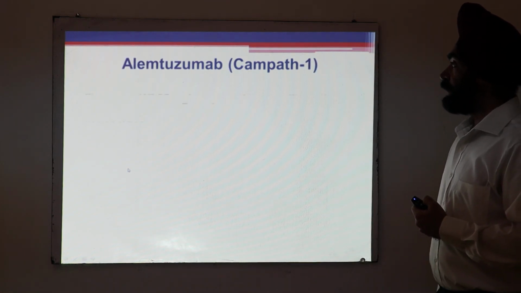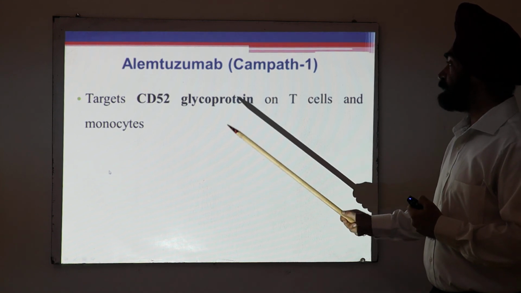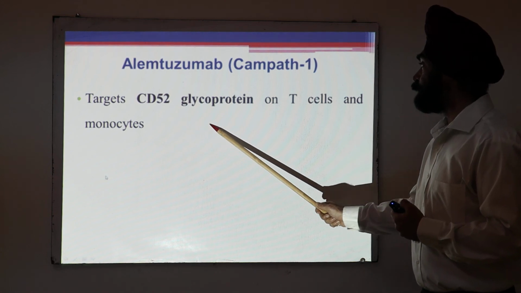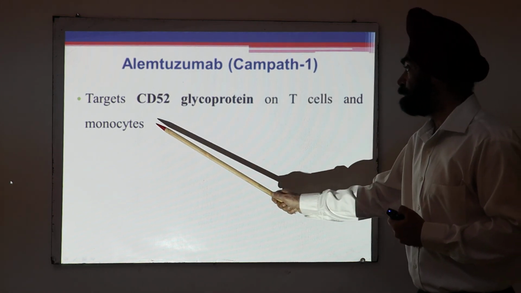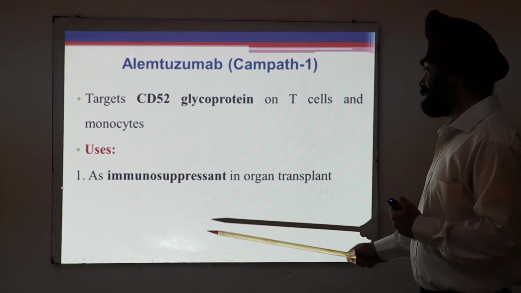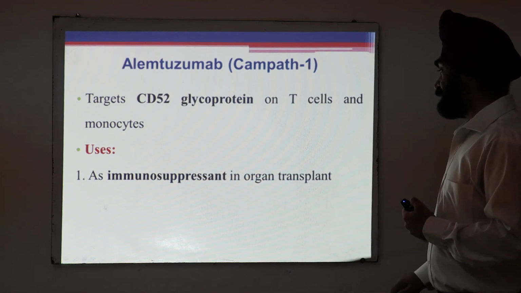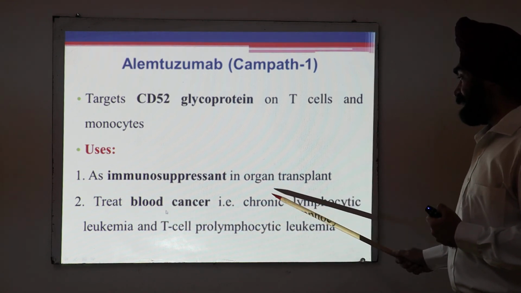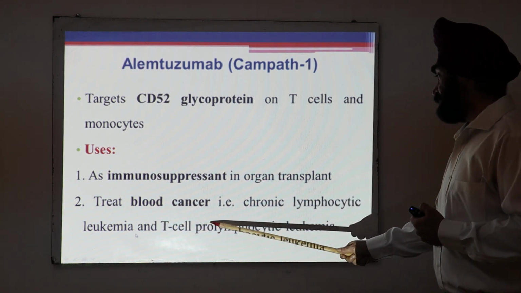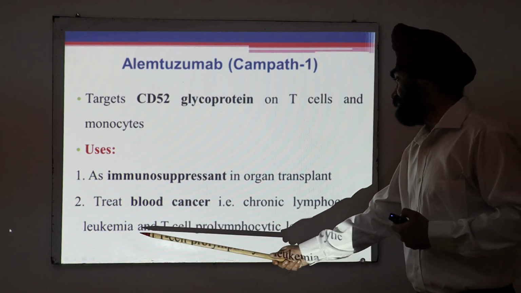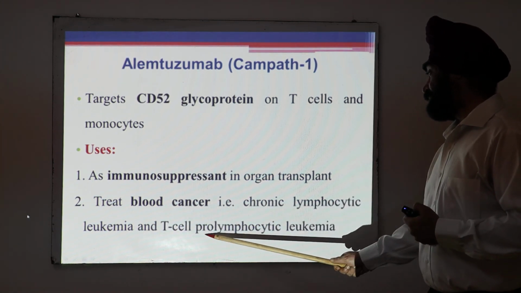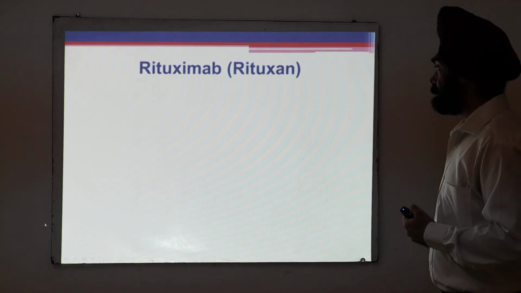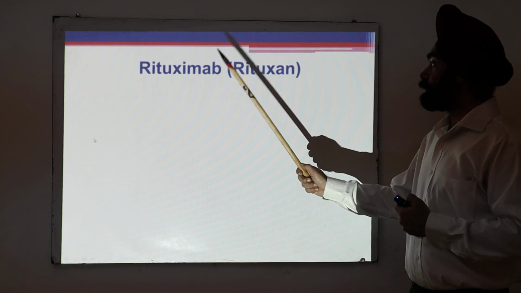Now another one, alemtuzumab, which is also called Campath-1. It binds to CD52 glycoprotein present on the T cells and the monocytes, and it is used as an immunosuppressant to prevent organ transplant rejection. It is also used in different kinds of blood cancers, like certain leukemias, like chronic lymphocytic leukemia and T cell prolymphocytic leukemia. Another one, rituximab.